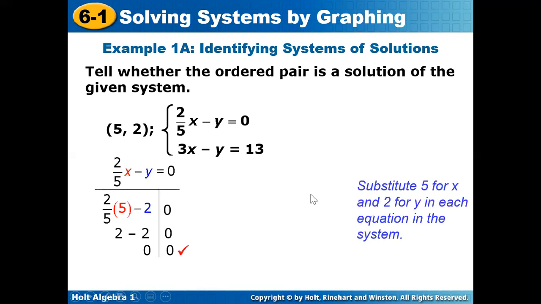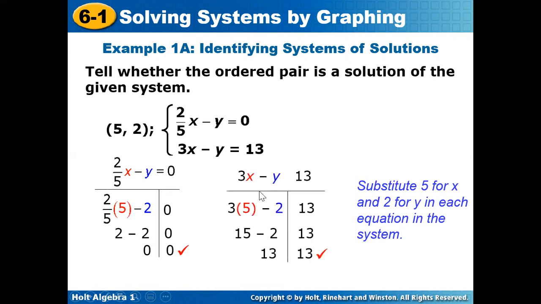So here we go. Substitute it in there. 0 does indeed equal 0, right? 2/5 times 5 equals 2. 2 minus 2 is 0. 0 does indeed equal 0. Same thing here. Substitute in your 5 for x, your 2 for y. 3 times 5 is 15. Minus 2 equals 13. So that is true. So this pair is a solution for this system.